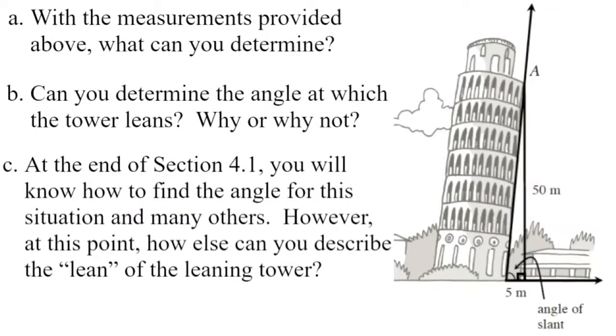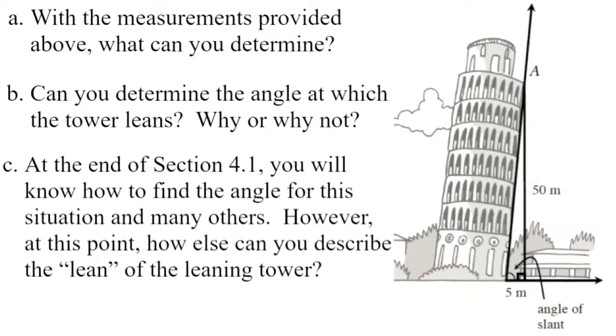So these are the 3 questions we're asking. With the measurements provided above, what can you determine? So looking at this diagram, what are some things we can determine? And if the answer is not a lot, that's okay, but just use the tools we have to see whatever you can calculate. Just throw every tool we've got at it, see how much you can calculate with this. If it's only one thing, if it's only like the length of the hypotenuse, that's okay. That's what we can do.